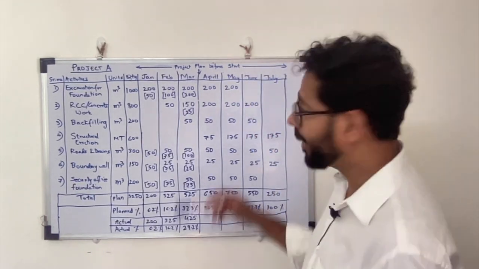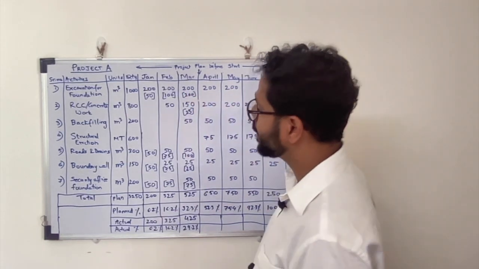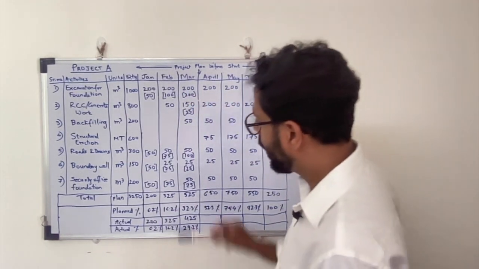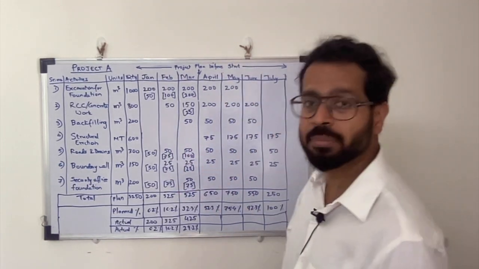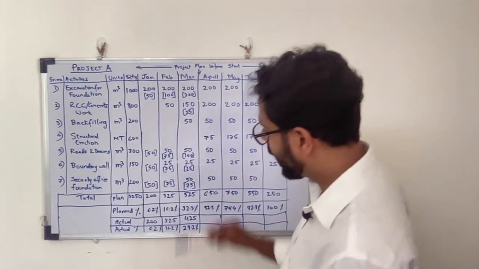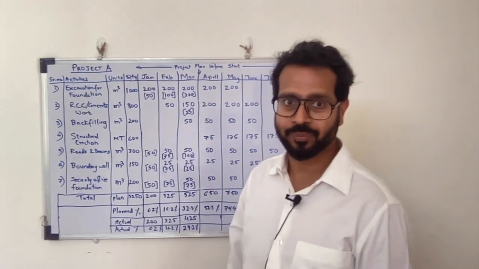The same thing is repeated in the month of February. He has delivered only 100 units in the critical path activity, and again activities in the non-critical path have been given preference, and again he has achieved 325 against the plan of 325.